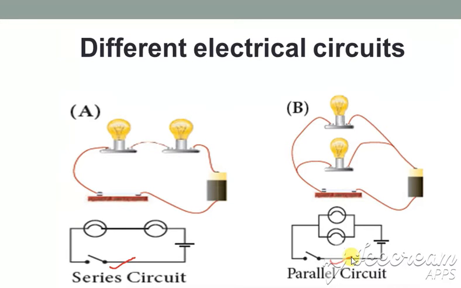The difference between series and parallel is that, along with the battery, these two lights are connected along the same line like this. That forms a series circuit. See here, this is a key and this is a battery. Along with this, I told you a long line and a short line represent a cell. From this cell we are connecting to a key.